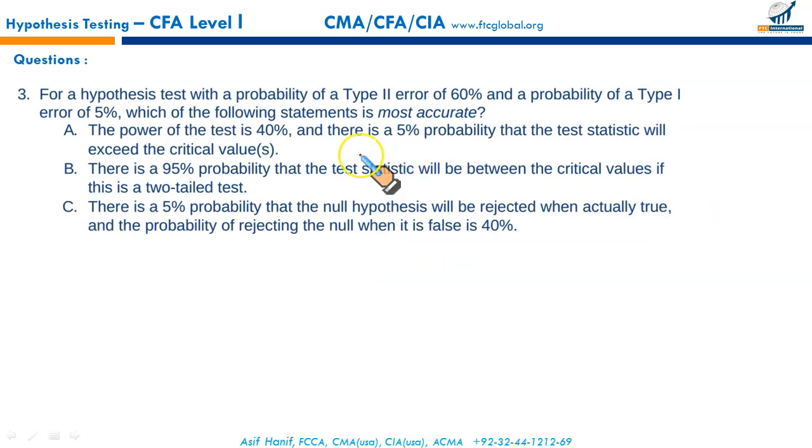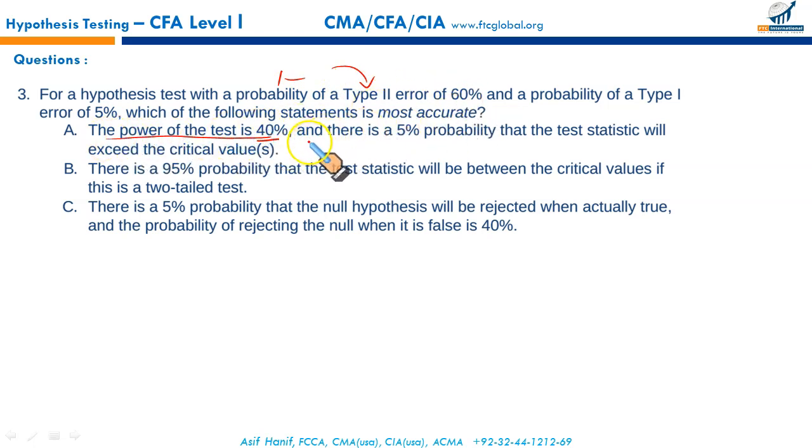Next, for a hypothesis test with probability of type 2 error of 60% and a probability of type 1 error of 5%, which of the following statements is most accurate? A: The power of the test is 40%. Power of test is 1 minus probability of type 2 error. 1 minus 60% is 40%. So this part is correct.